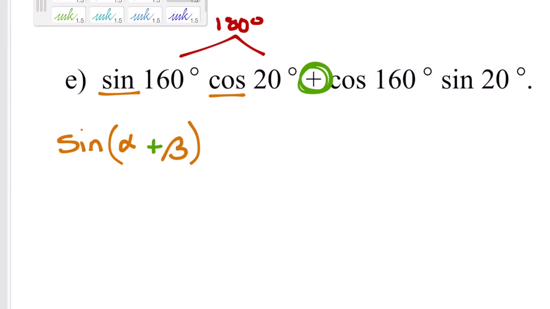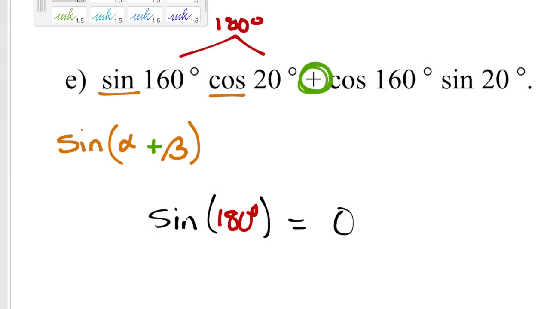So that means that I can squish this together, and I'm technically finding the sine of 180 degrees, since here my alpha is the 160 and my beta is the 20. Adding those together would give me 180. And so the sine of 180 degrees is one of our pretty ones in the unit circle, and it's going to be 0. And we're done.